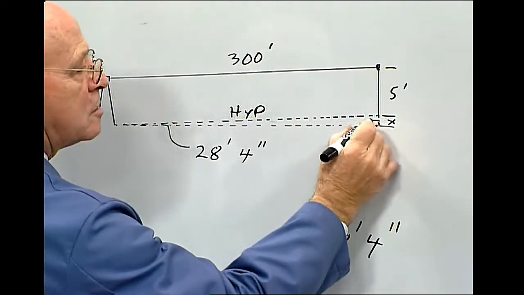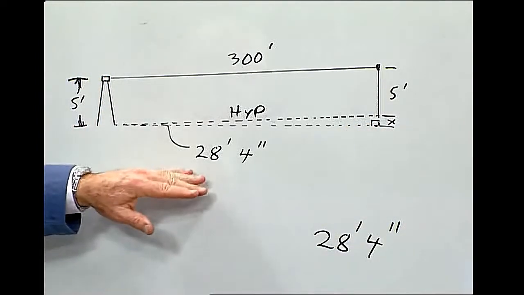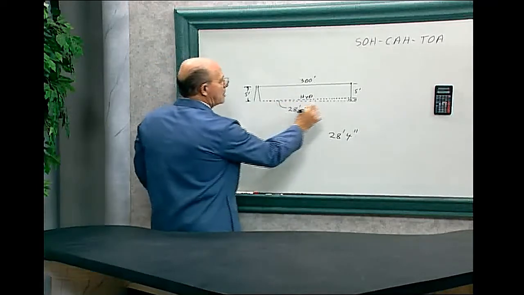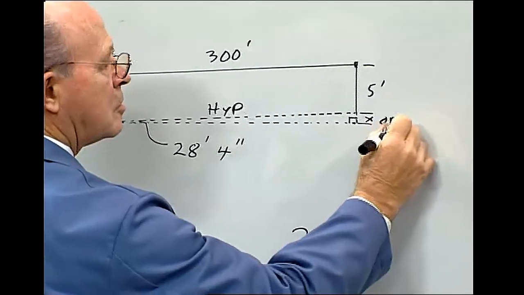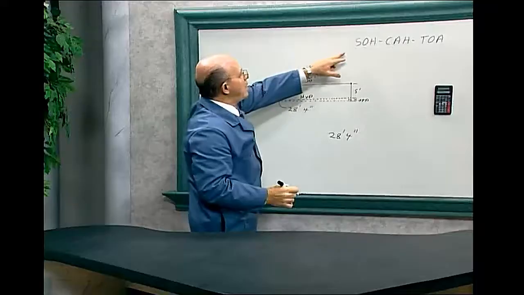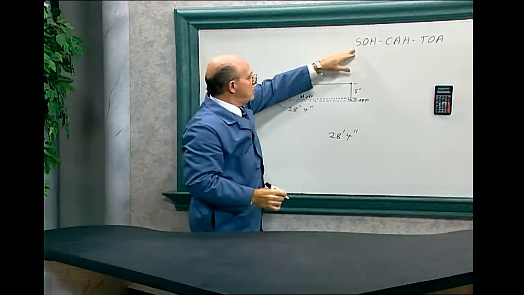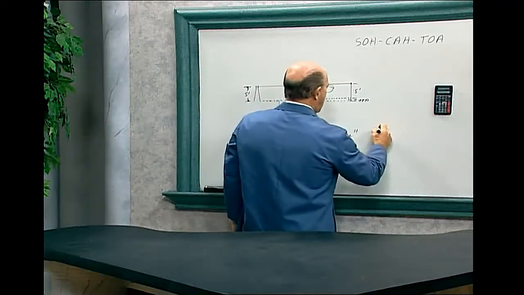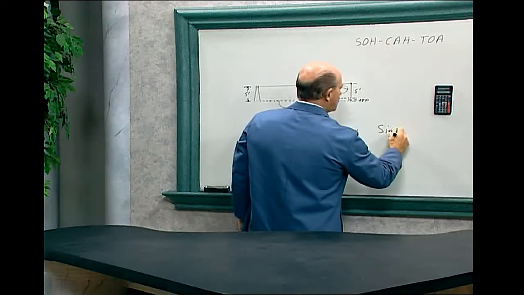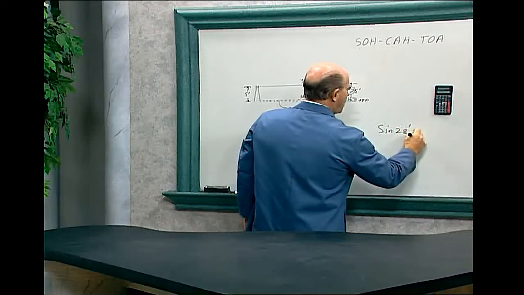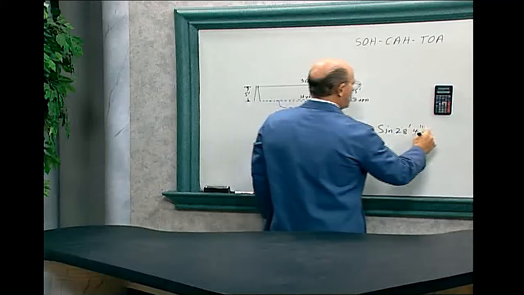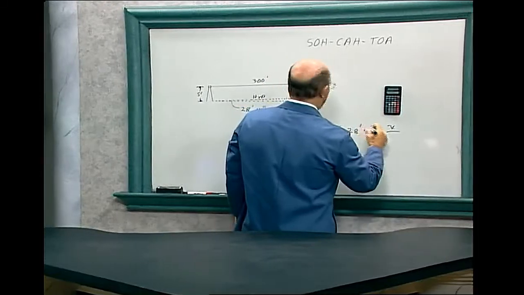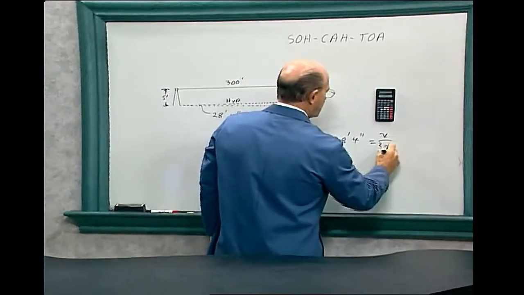This is a right triangle. So we have the angle, 28 minutes and 4 seconds. We have the hypotenuse. And this would be the opposite. So we need to find this name, SOHCAHTOA. So we have the opposite and hypotenuse, so it would be sine. So sine of 28 minutes and 4 seconds equals opposite, which is the x, over the hypotenuse, which is 300.